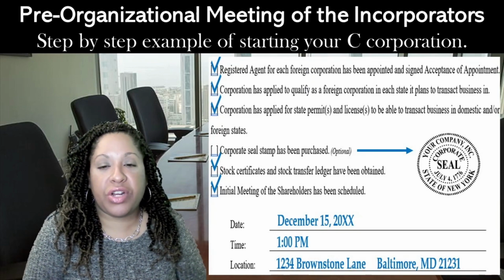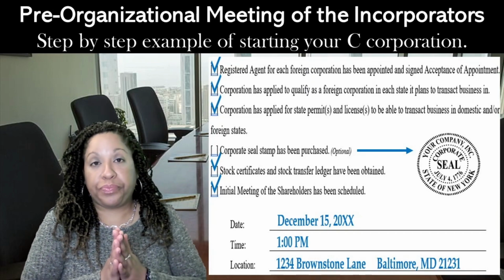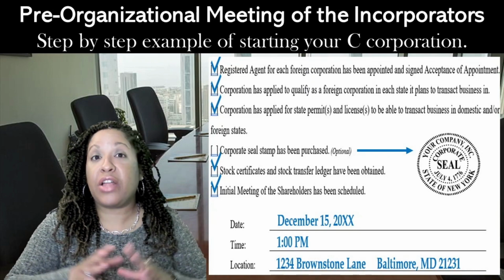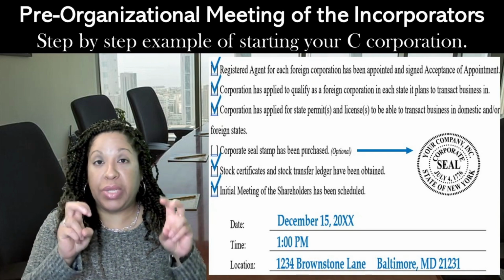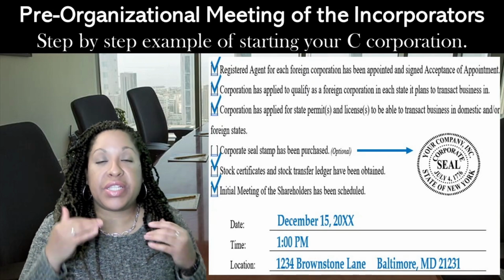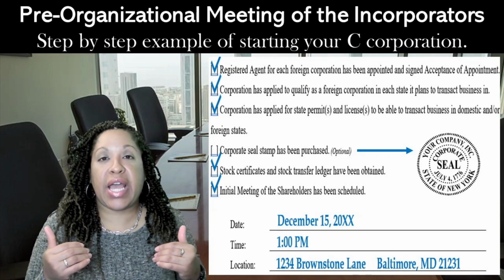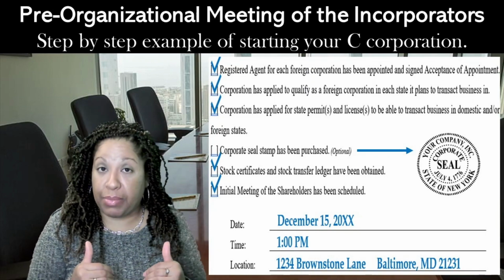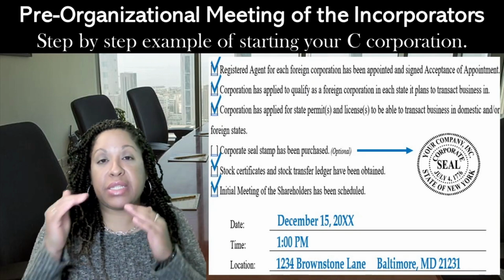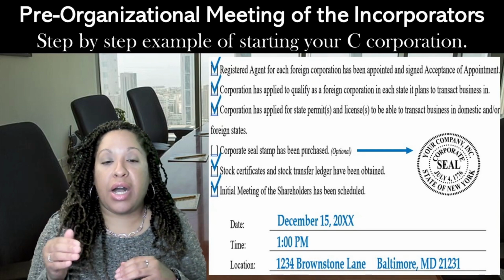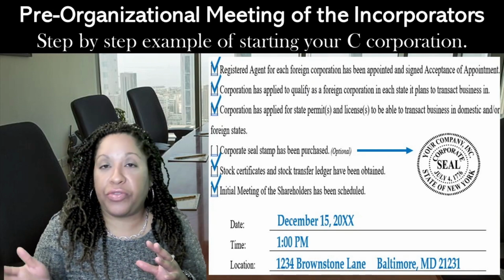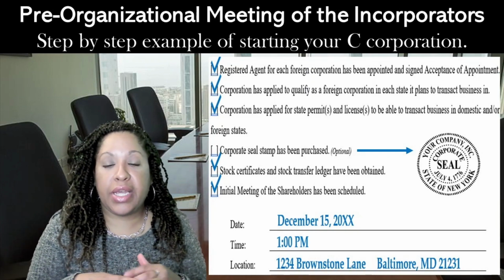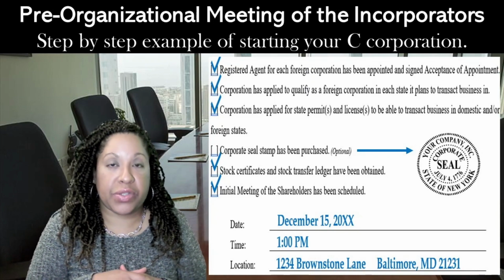And then initial meeting of shareholders has been scheduled. So even though this is a pre-organizational meeting of the incorporators, now the shareholders have to have an official meeting, because, again, the state requires corporations to have meetings of the shareholders, meeting of the board of directors, and to document that. So the next meeting will be for the shareholders. We're just going to say it's going to be December 15th of whatever year, time 1 o'clock. And then again, put the location of where the meeting is going to be.